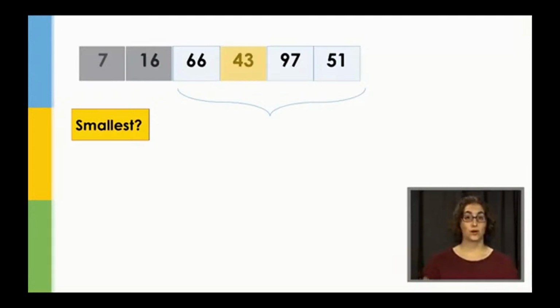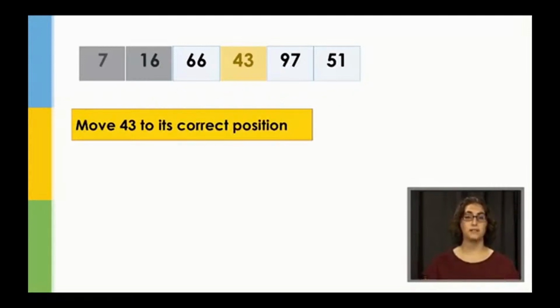Now we see that it's 43. It's not the first one like we had in the previous 2 examples. And so what we need to do is to put it in its correct location as it would be in the sorted version of the array. And so we need to swap it with 66 in order to move 43 to its correct location. Okay, and so we go ahead and do that, and now 43 is in its correct location for the sorted array.